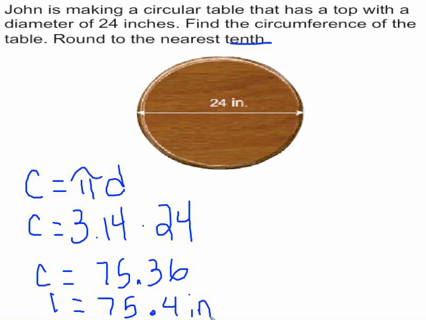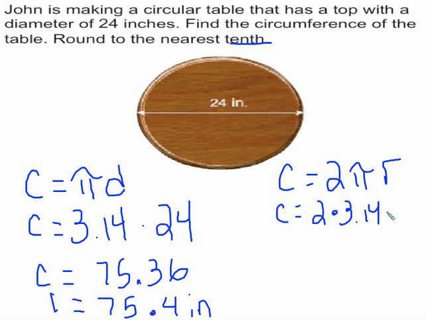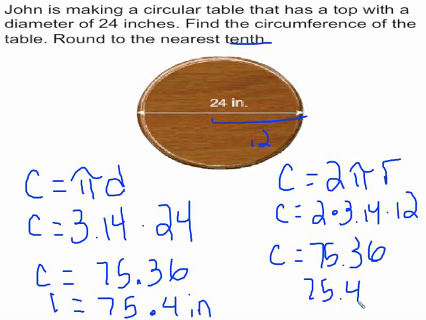Now let's say you're more comfortable with circumference equals 2 pi r. No problem. Circumference is going to equal 2 multiplied by 3.14 multiplied by 12 in this case, since the radius is 12. So again, when I multiply that all out, I'm going to get circumference equals 75.36, which rounds to 75.4. So you get the same answer either way.